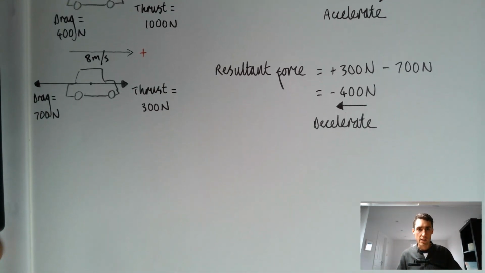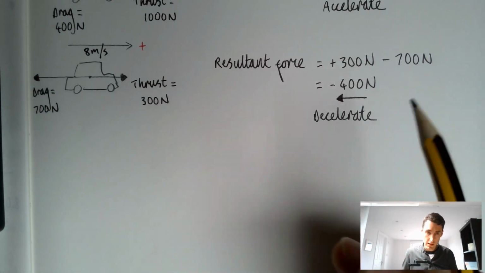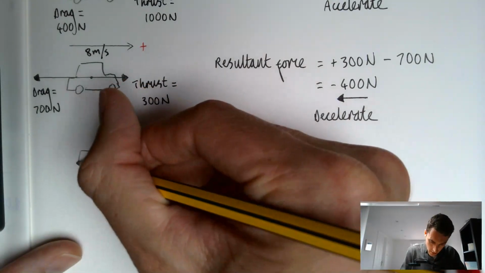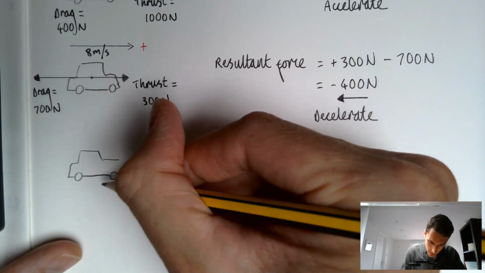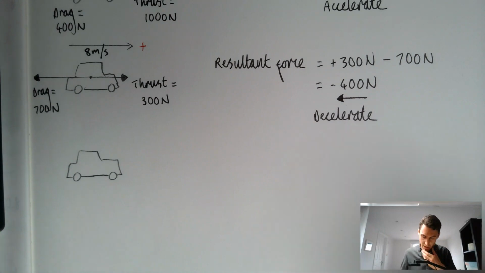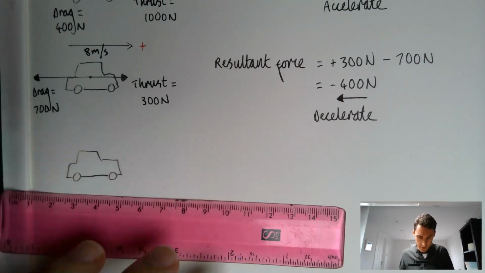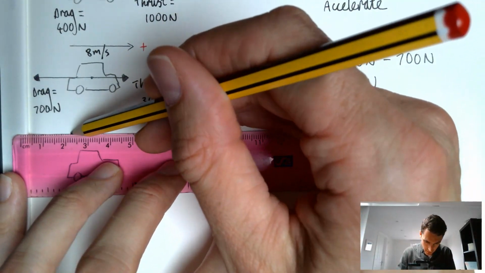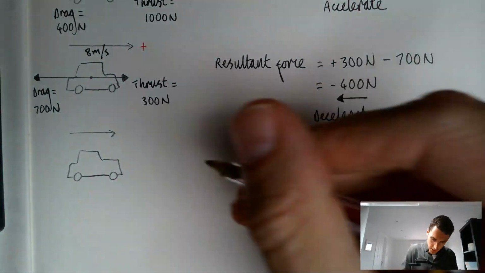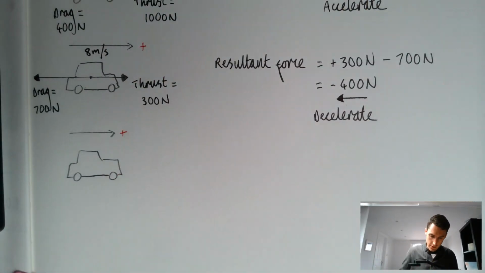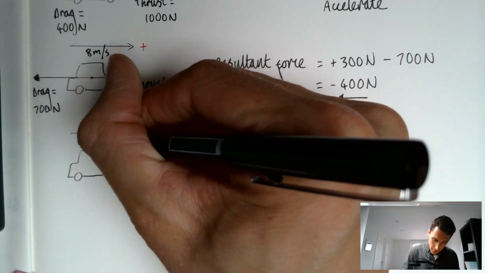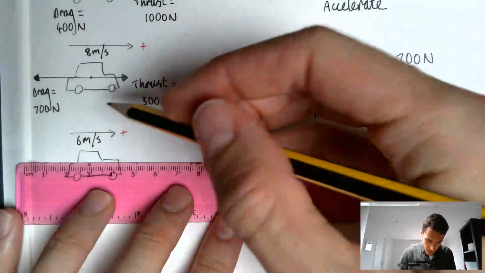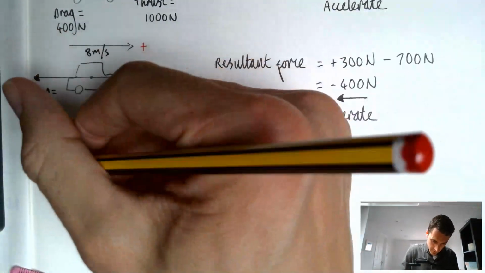Now, what we can do finally is tell the final part of our story. So let's imagine now we've got my car again. And in this case it's slowed down a bit because we saw it decelerated before. Let's say it's now at 6 meters per second. So that was still positive. It's now traveling at 6 meters per second. And because it's slowed down, I'm going to say the drag has reduced now, let's say to 500 newtons.